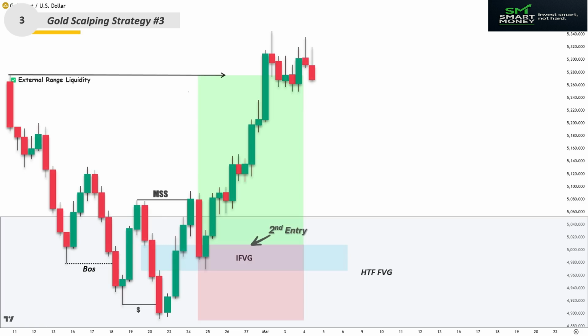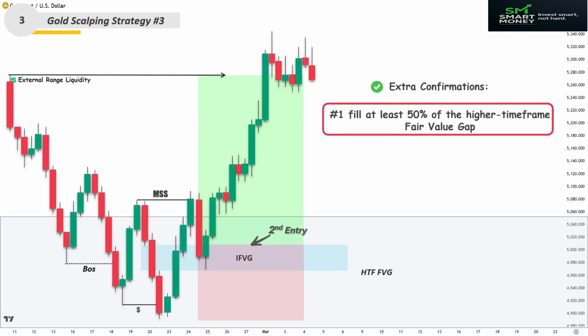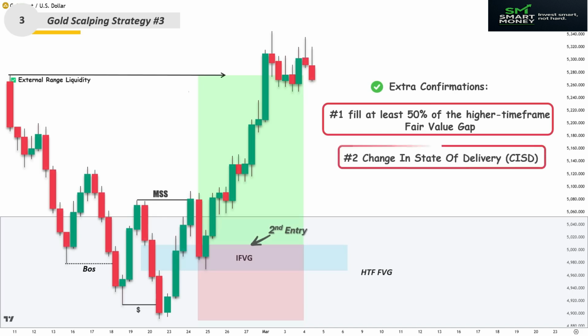For your target, you can aim for the nearest buy-side liquidity on the current time frame. Or, if you are expecting a larger move, you can target a key level on the higher time frame. Keep in mind that you can always add additional confluence or confirmation factors to this setup to improve its win rate, depending on your trading style. For example, you might require price to fill at least 50% of the higher time frame fair value gap, or wait for additional confirmation signals such as a XAUUSD formation before entering the trade, and other similar factors.